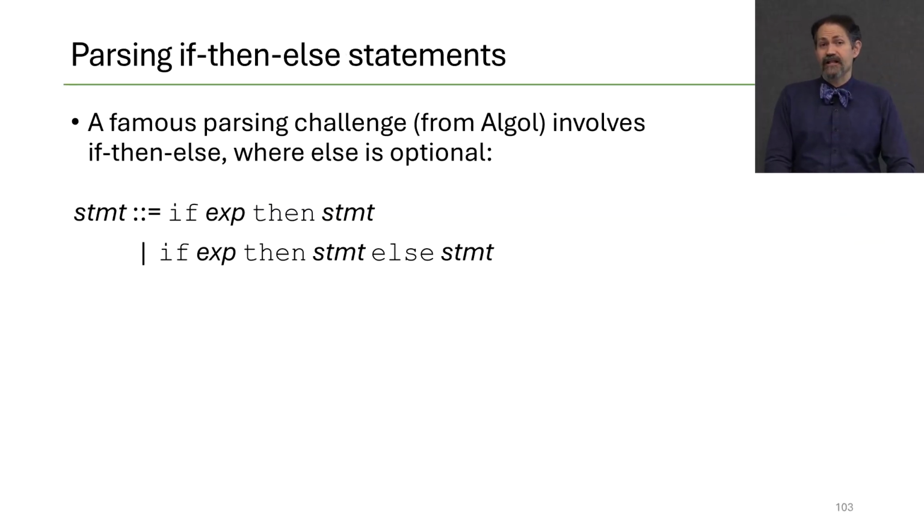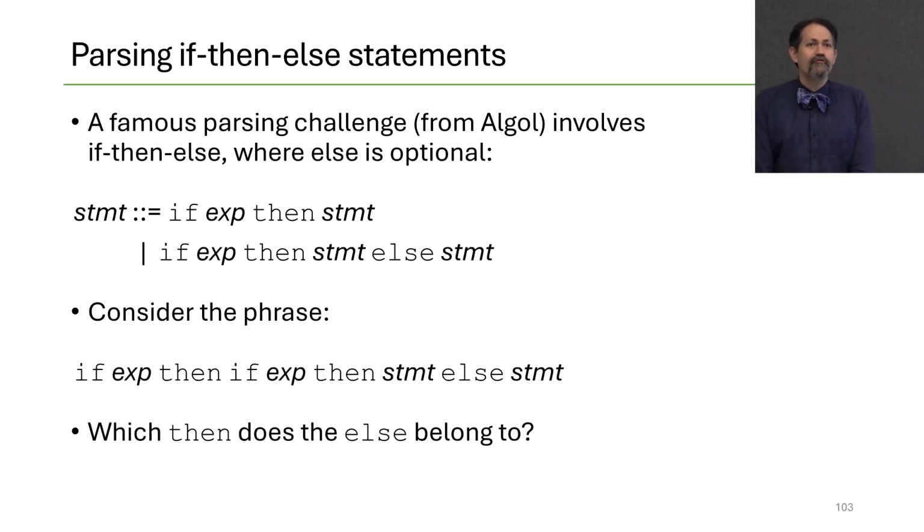A famous parsing challenge from ALGOL, which is an early programming language that influenced a lot of later languages and included the development of parsing techniques, involves if then else. In a lot of languages, starting with ALGOL, the else is optional. So we can have a statement of the form if expression then statement, or a different form, if expression then statement else some other statement. Of course, there are other statement forms, but we'll just look at these for now.